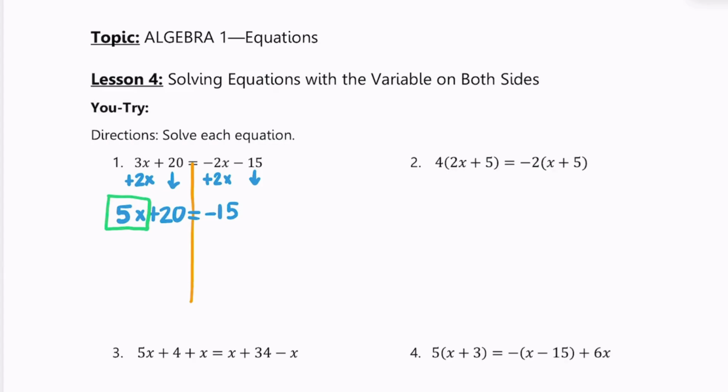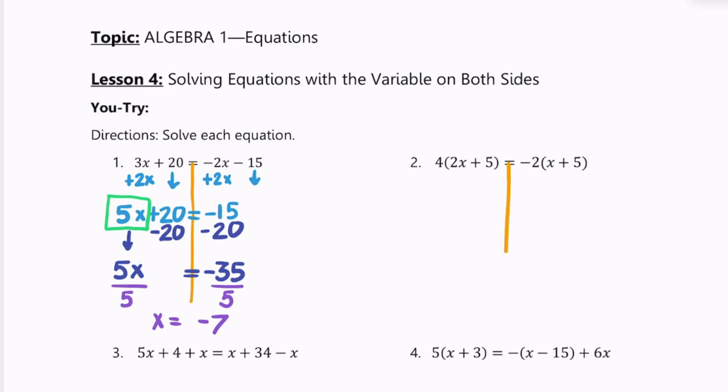How am I going to move over that plus 20? I'm going to subtract it. Hopefully from here you are smooth sailing because we've been doing these two-step equations, these last two parts, for a little while now. And then to get that x by itself, the opposite of multiplying by 5, to move over that 5, I do the opposite, which is to divide, and we get x equals negative 7. Not too bad for our first problem.